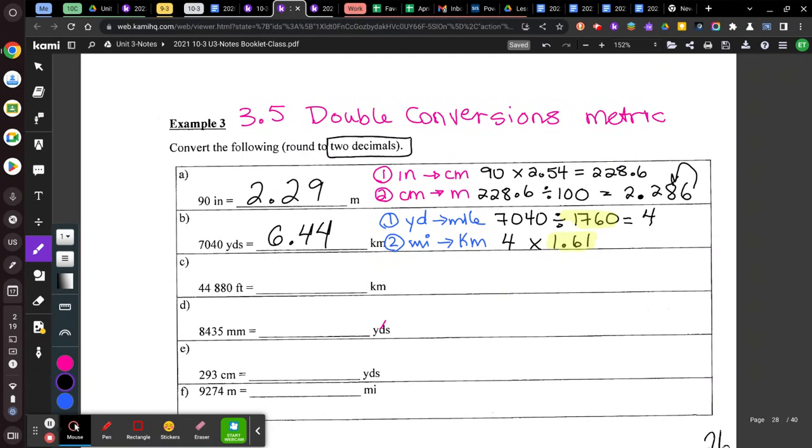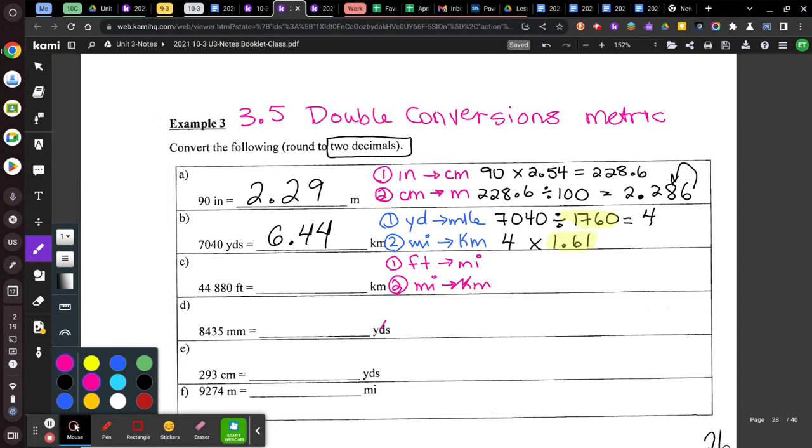We want to go feet to kilometers. Well, there's no feet to kilometer. So we're going to go feet to mile. MI is mile. So feet to mile, and then we're going to go mile to kilometer. And we already know what the mile to kilometer is. That's multiplying by 1.61. That's what this says. Mile to kilometer, times by 1.61.